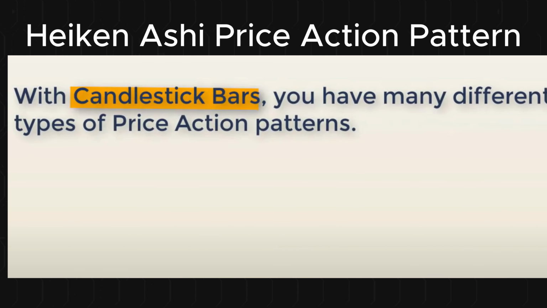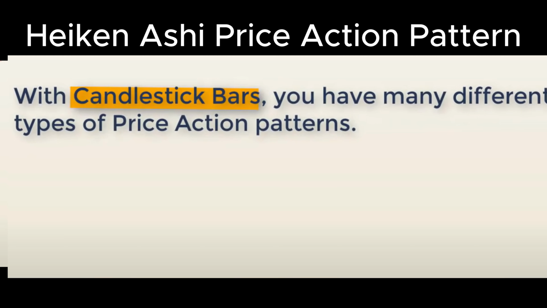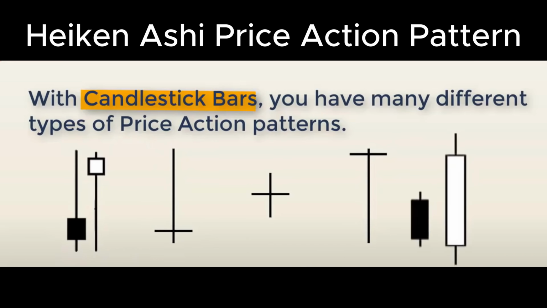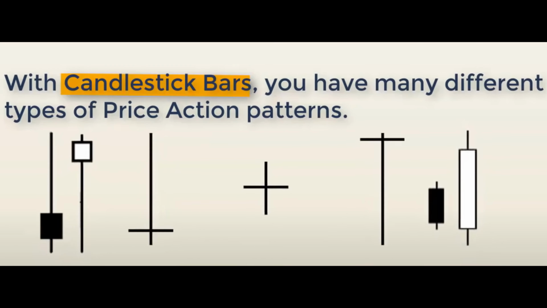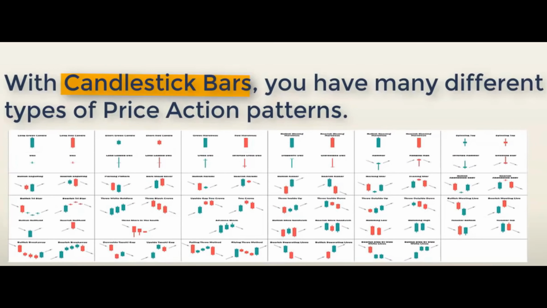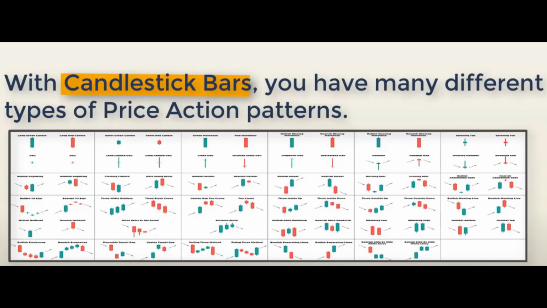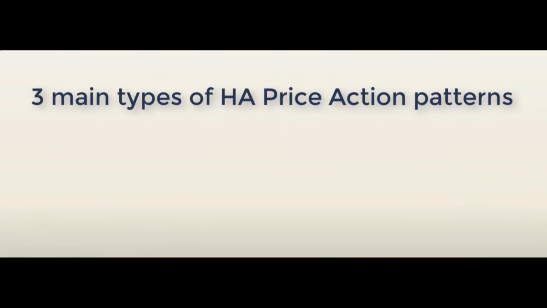Heiken Ashi price action patterns. With candlestick bars, you have many different types of price action patterns. You have the doji, gravestone doji, and the dragonfly doji. You have the pin bars. You have the engulfing candlesticks. And the list goes on and on. There are literally tons and tons of candlestick patterns. But with the Heiken Ashi bars, I've categorized them to just 3 main types of price action patterns.